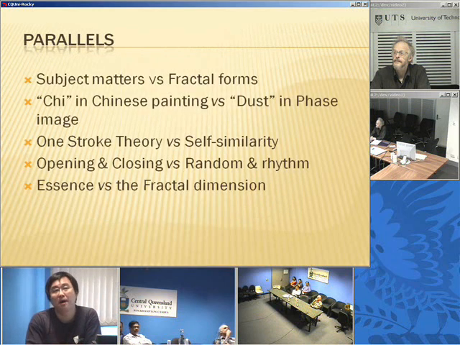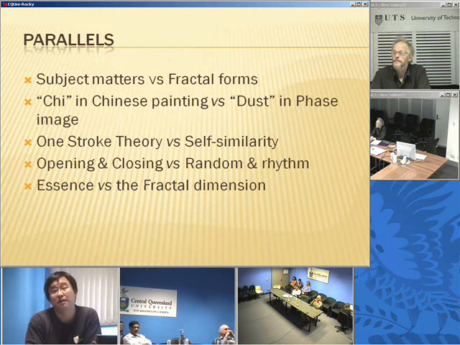Also, I draw several parallels between the art theories and some of the notions of fractal. For example, the subject matters I mentioned before are predominantly trees, rocks, weeds, all natural branching structures. And now it seems to make sense that all these forms belong to one category. According to fractal theory, they all belong to the fractal forms.